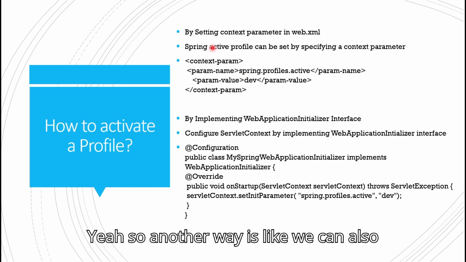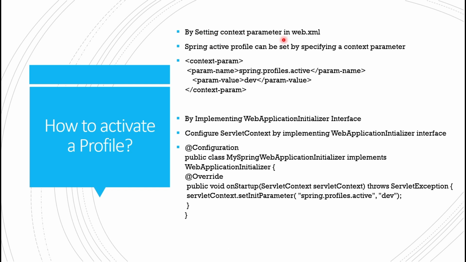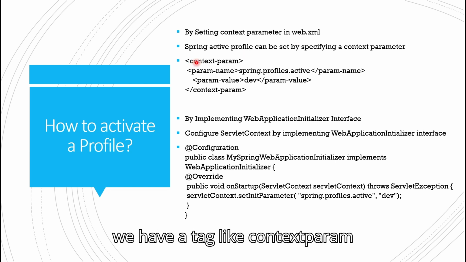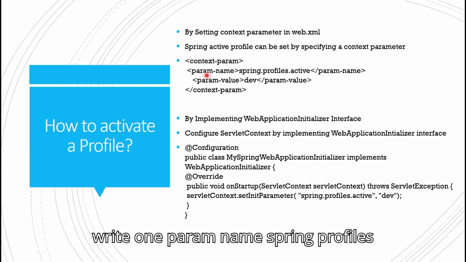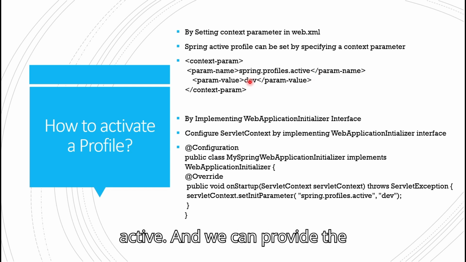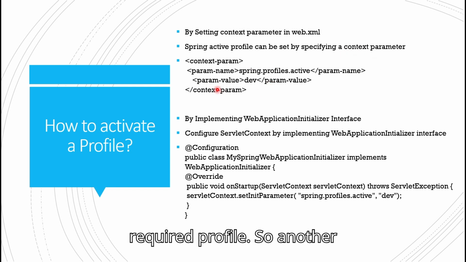Another way is that we can also set the context parameter in web.xml. In web.xml, we have a tag like context-param. Within that, we can write one param name, spring.profiles.active, and provide the param value dev. In this way also, we can activate the required profile.